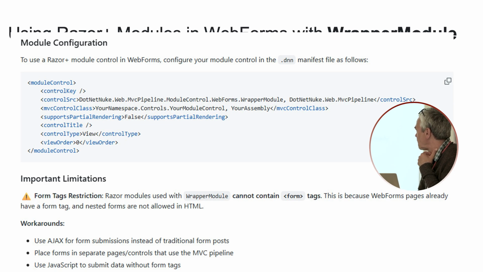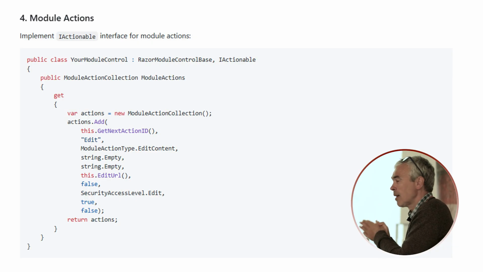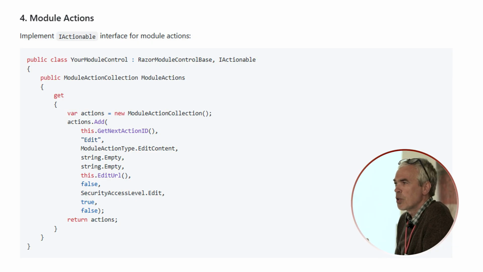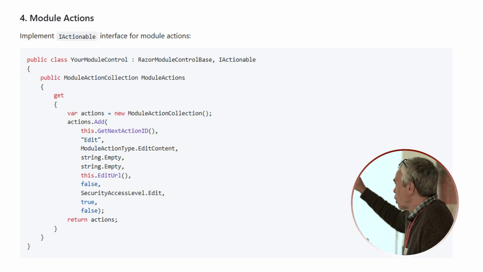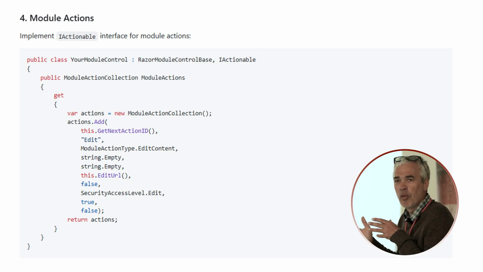because the only restriction, if you want to use that, is that you cannot use form tags in your Razor file. Because if you use form tags in your Razor file, they will be rendered in the web forms, and form tags cannot be nested. Otherwise, if you don't use this, you can just use more than one form tag in your MVC pipeline. Each module can have its own form tags.